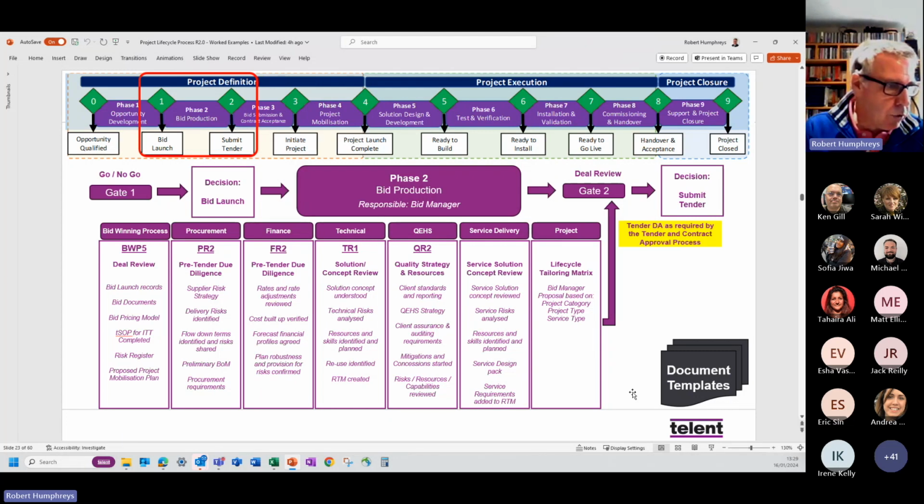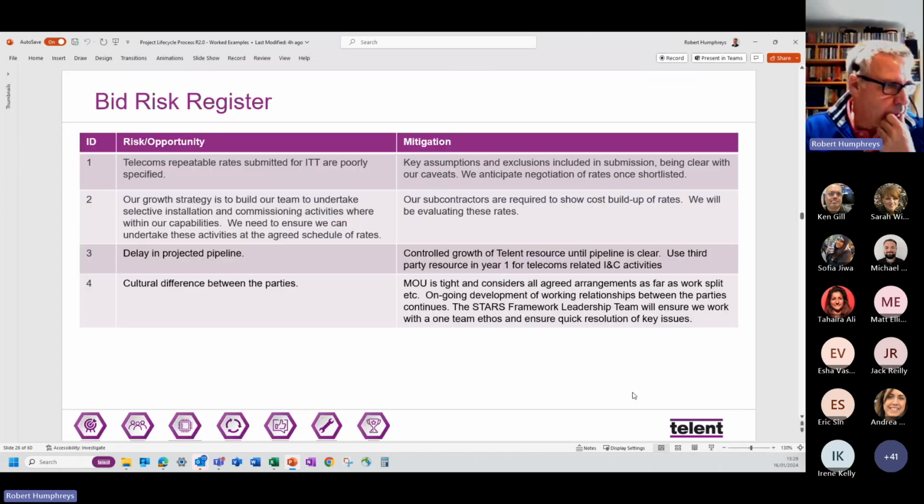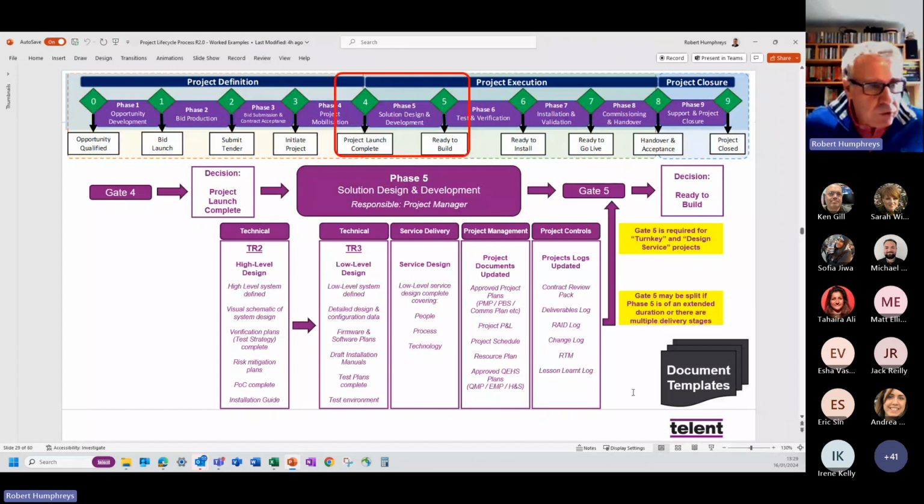So I'm going to scoot straight through these because it's really just a bit of a repetition. I think the key thing I wanted to go through now is that we're now into delivery. So all of that work has been done. And what we're looking at is, as you can see, we're taking the process step by step. And at each gate, there is a build on what we did in the previous gate.